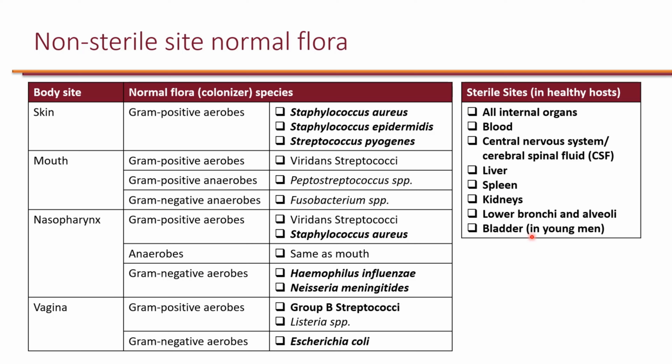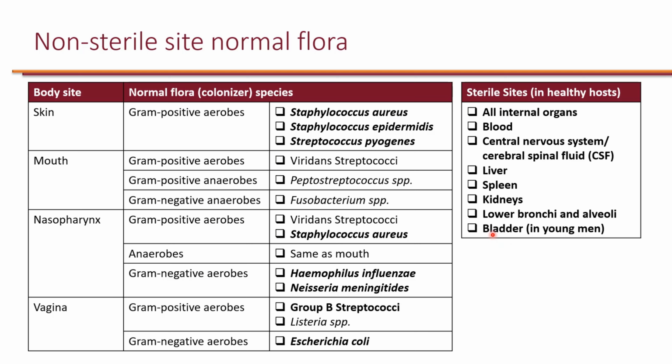So the bladder is a bit tricky because, especially in young men, the bladder is supposed to be sterile. But as part of aging, for most people, as we get older, we start to have colonization of the bladder. As people get older, the bladder is no longer sterile. But in a young man, it should definitely be sterile.